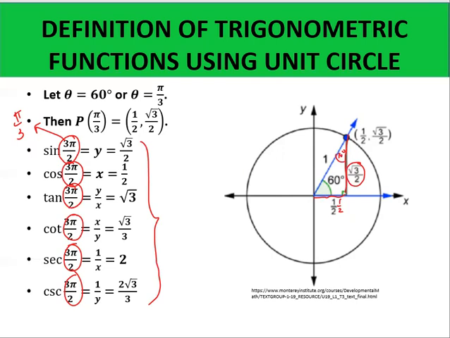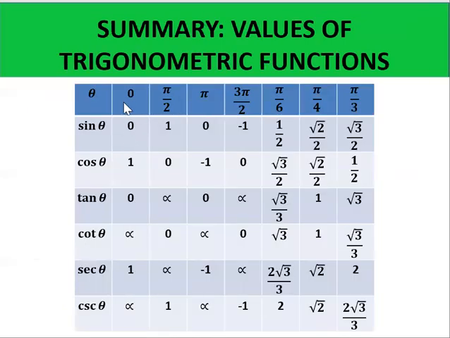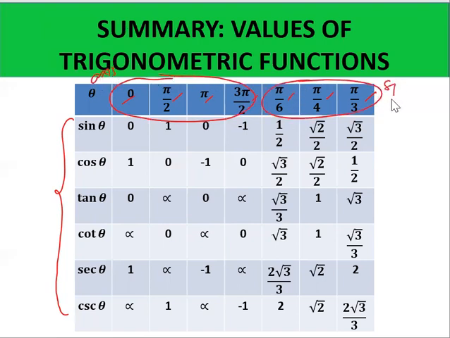Now, to summarize the values of the six trigonometric functions for the angles 0, pi over 2, pi, 3 pi over 2, pi over 6, pi over 4, and pi over 3, we have the following table. Observe that all the angles that we considered here are the axis angles and the special angles. I hope that you learned how to derive the values of the trigonometric functions. We will be needing these values later on in the succeeding lessons or videos. So you need to practice finding the values of the trigonometric functions without using your scientific calculators.